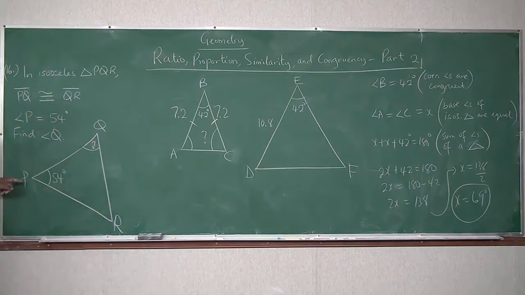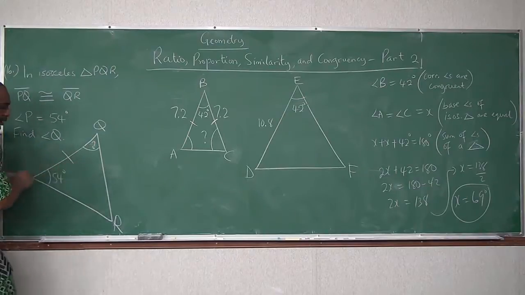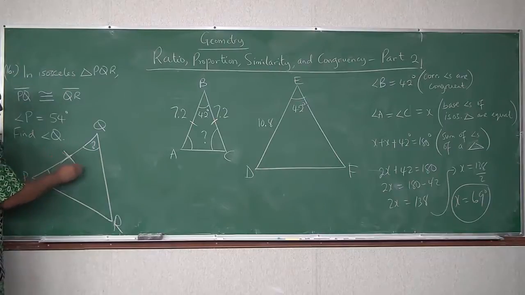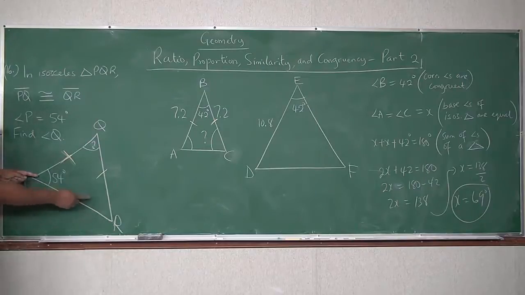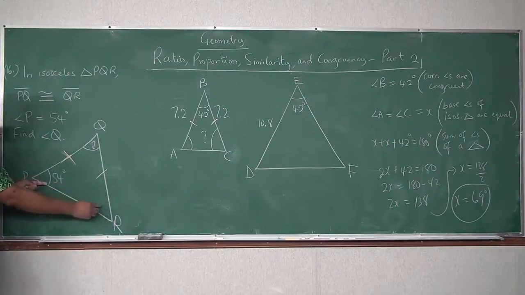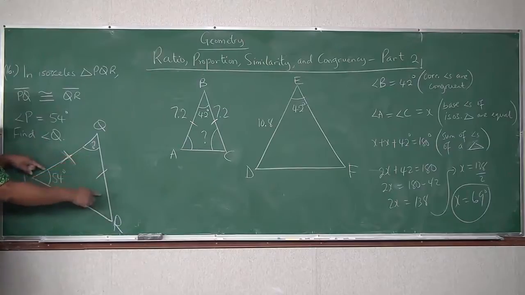Okay. Now they say that PQ is congruent to QR. So this tells you that this, let me use yellow marker, is congruent to this. And because of that, this angle will be 54 degrees, because these are the lengths. This is this. That angle R is 54 degrees.